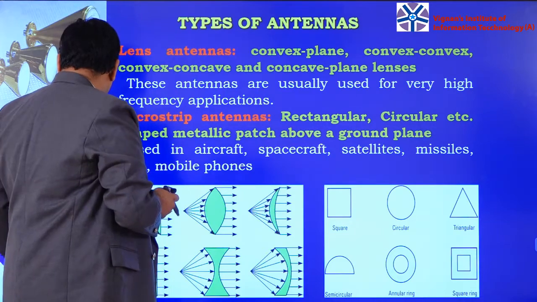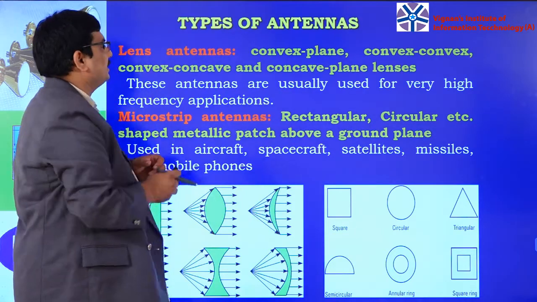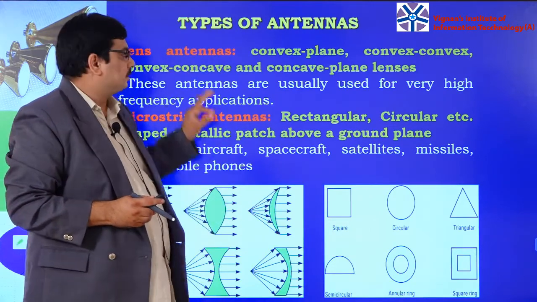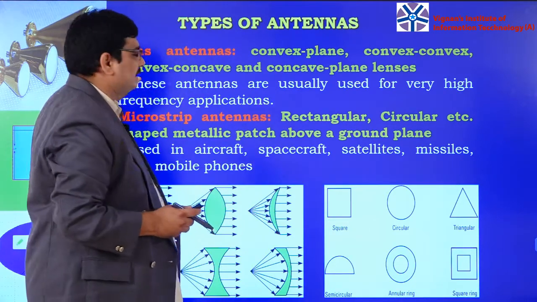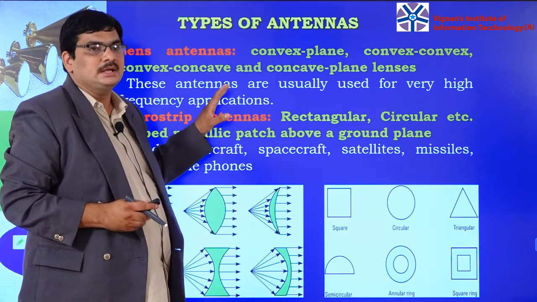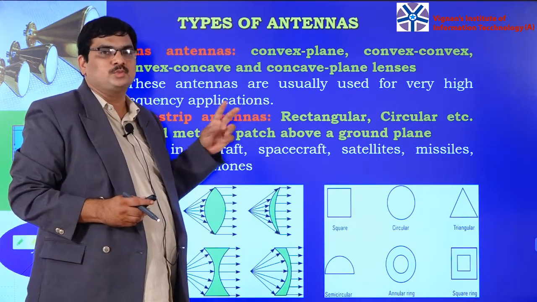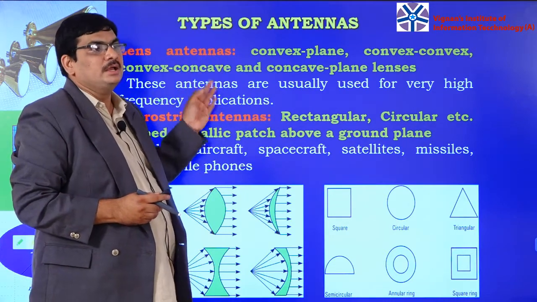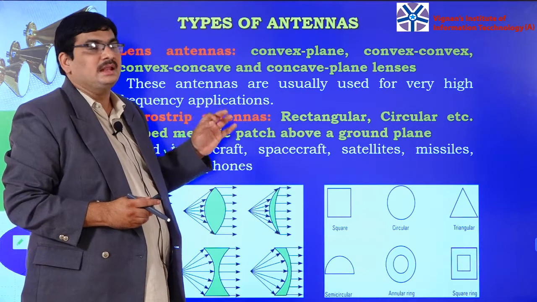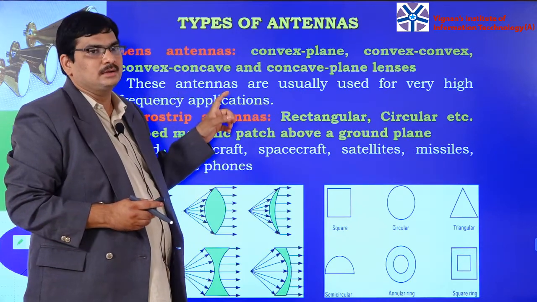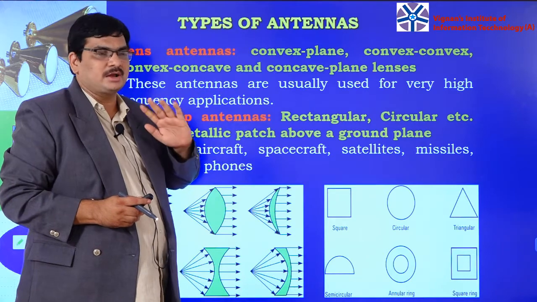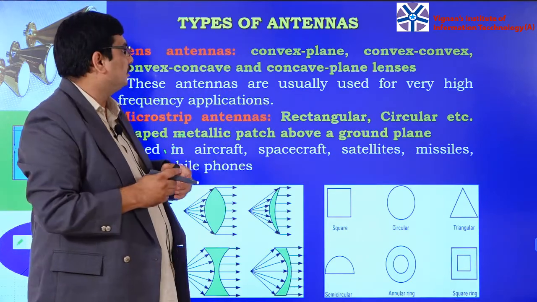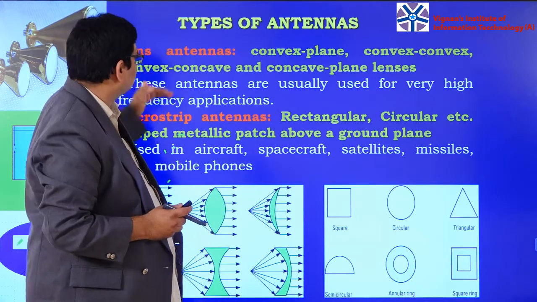Next, lens antenna. It also looks like a parabolic reflector antenna, but the only difference between the lens antenna and the parabolic reflector antenna is that it requires one feed to excite. It is also a passive structure, but in place of a dielectric, here a lens is used as the dielectric. There are many structures in this lens antenna.